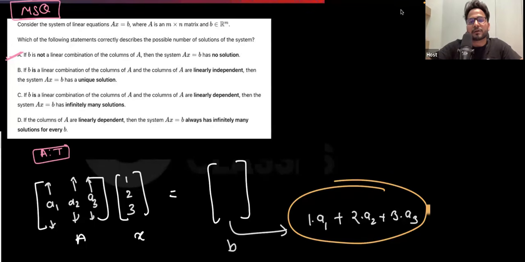So if they are saying that B is not a linear combination, then you don't have any solution. Yes, that is true. B is always a linear combination of columns of A. If it is not a linear combination of columns of A, there is no way that by using any X you can get this B.